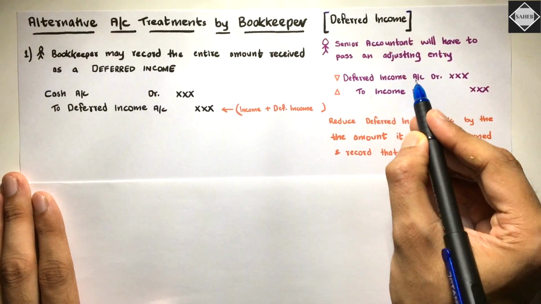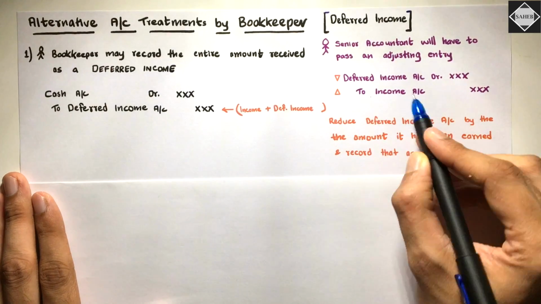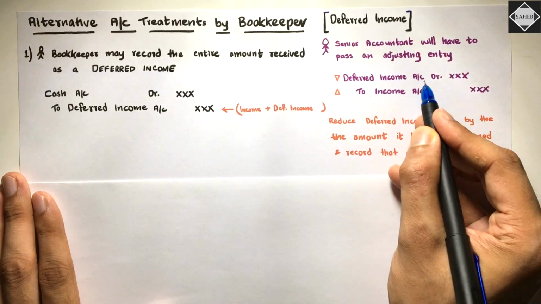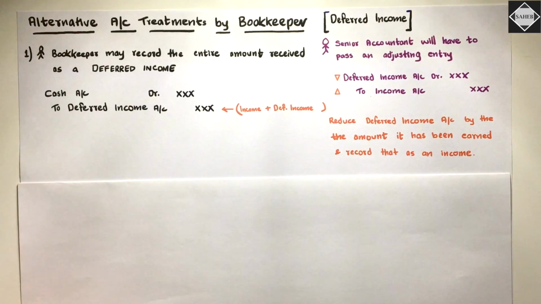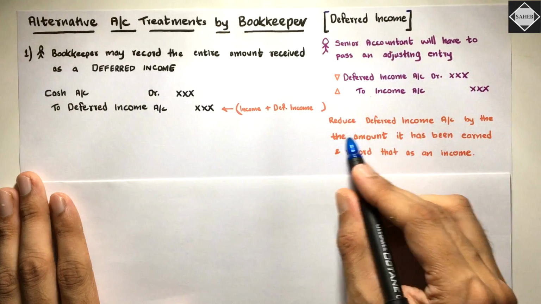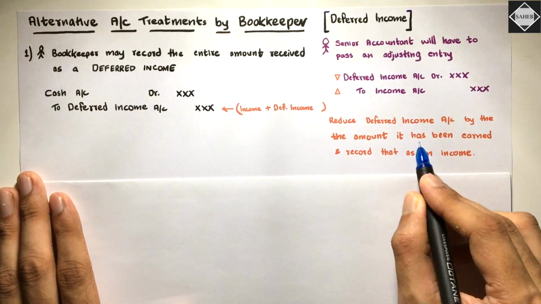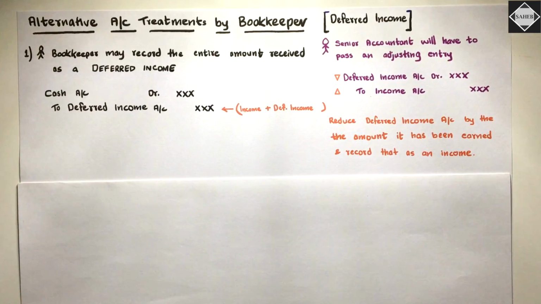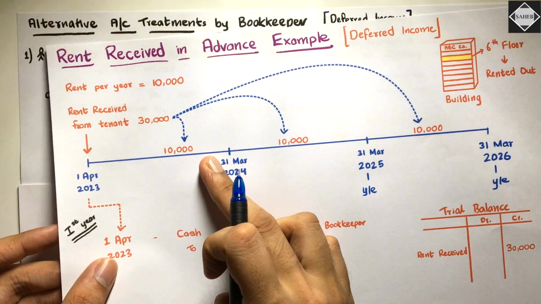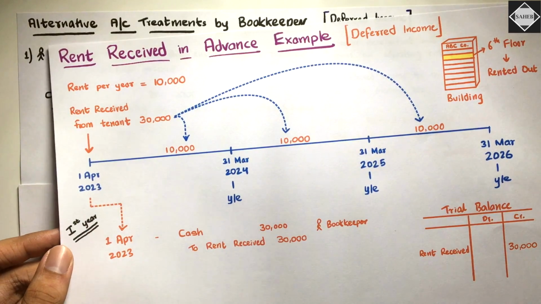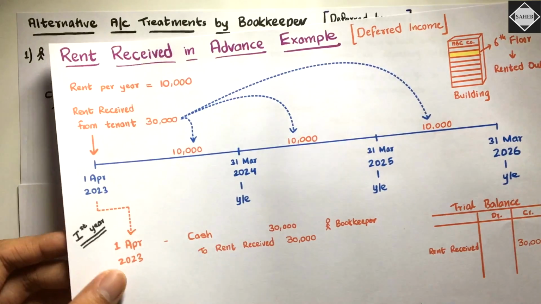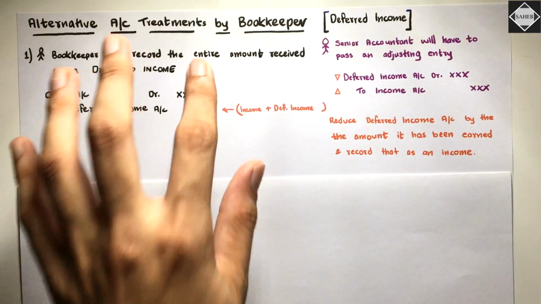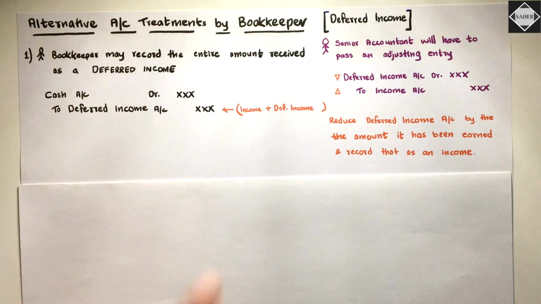So deferred income account debit 10,000 to income account 10,000. If we use the account titles, it will be deferred rent account to rent received account. Is that clear? 10,000, 10,000. Reduce the deferred income account by the amount that has been earned and record that as an income. At the end of the first accounting period, we have earned 10,000, so we have to record that as an income and reduce the deferred income by 10,000. Is that clear? This adjustment is based on this particular backstory, only if this happens.